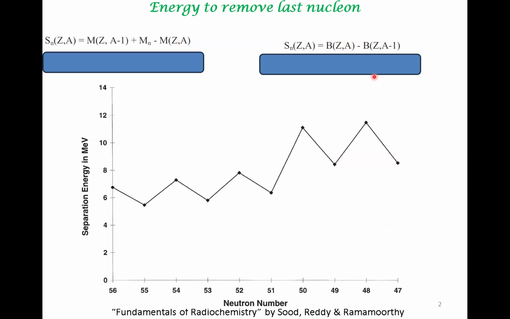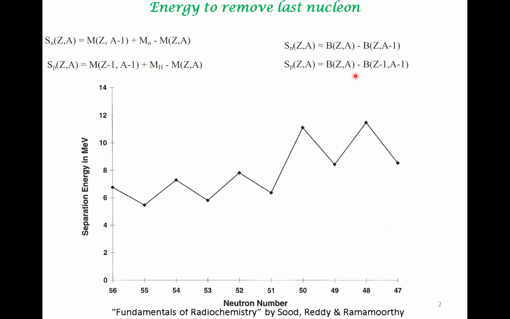Moving on, we can write a similar formula for removal of a proton. Here you are removing a proton from a nucleus of this configuration. When you remove a proton, you're not only decreasing the atomic weight, you're also decreasing the atomic number. So the separation energy of the last proton is given by this. Equivalently, this can be written in terms of binding energy. Again, you explicitly write out the binding energy formula and then subtract. You will see why this is the same as this formula.